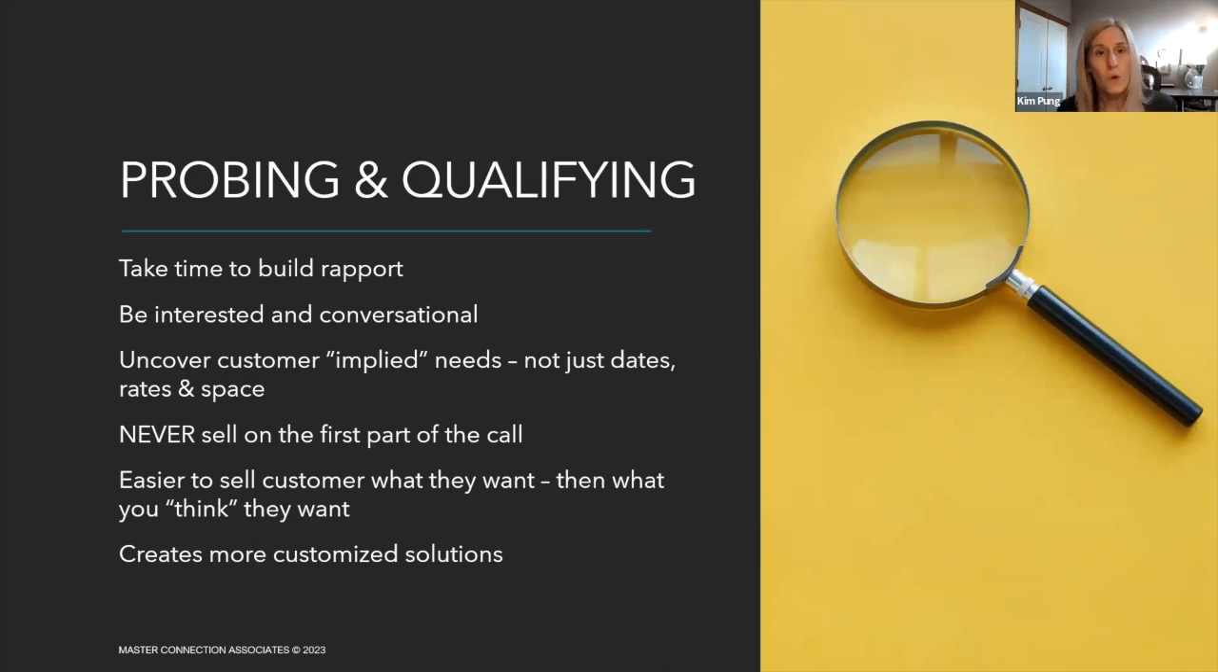So effectively qualifying and probing allows us to offer and create more customized solutions, which is going to, in the end, close more business for us.